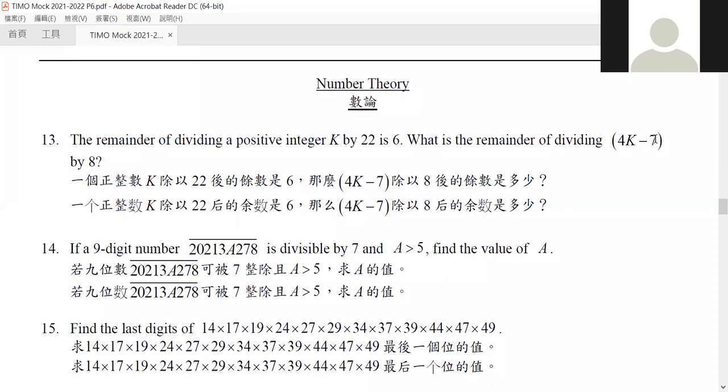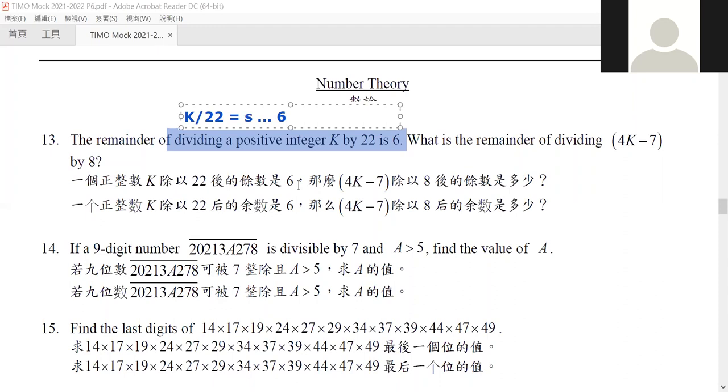4K minus 7 divided by 8. Now, what does this mean? Dividing a positive integer by 22 gives a remainder of 6. Okay, so let's rewrite it. K divided by 22 is equal to something. We don't know what that thing is, so let's call it S, and then the remainder is 6. We can rewrite this as follows: K is equal to 22S plus 6.